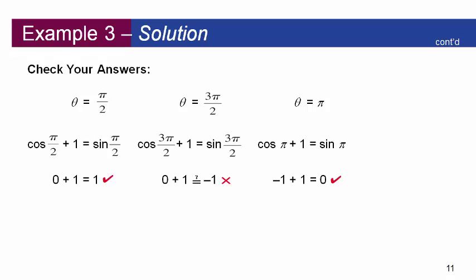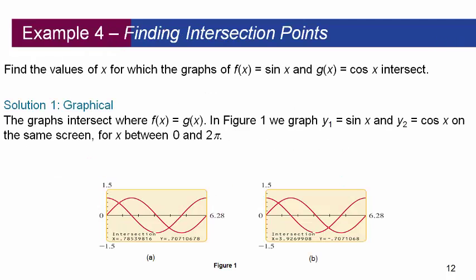So you put in pi over 2, and it works. You put in 3 pi over 2, it doesn't work. You put in pi, and it works. Wait, you put in 0 and it works. So that tells you those are the only two answers. And then you would slap the plus 2k pi's onto the end of those two. All right.